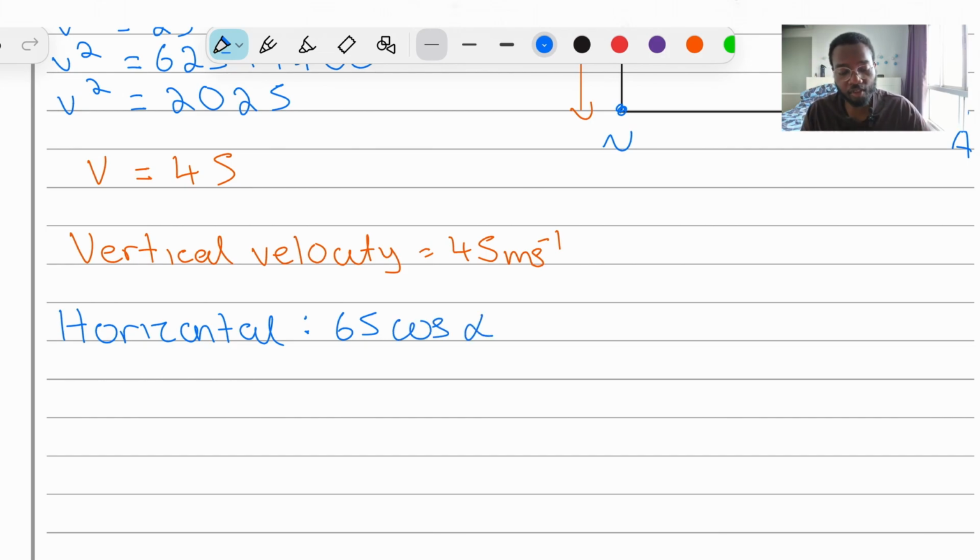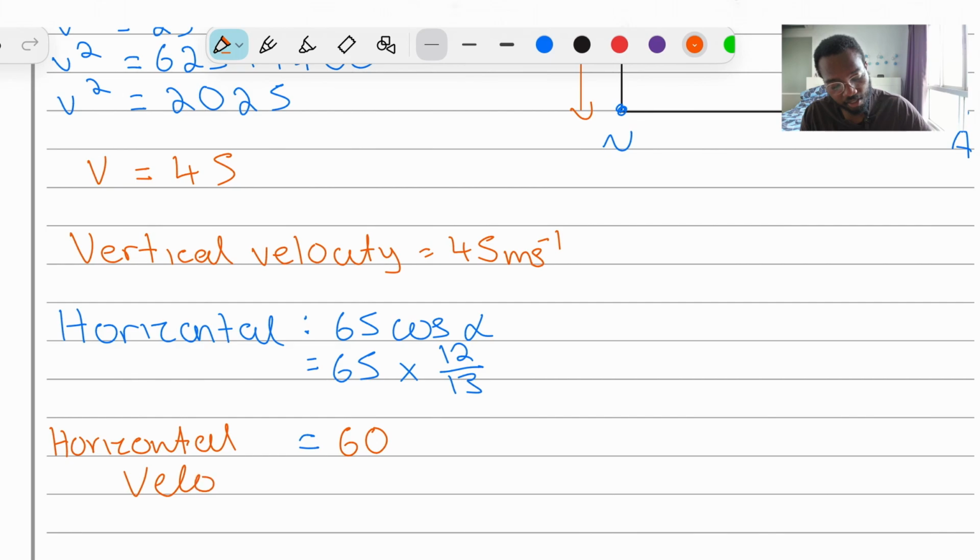And we know from our previous question what cos alpha is. We know cos alpha is 12 over 13. So therefore, it's 65 times 12 over 13. And if you work that out, what do you get? 65 times 12 over 13 gives us exactly 60. So we know that the horizontal velocity is 60. Now, what does that look like?